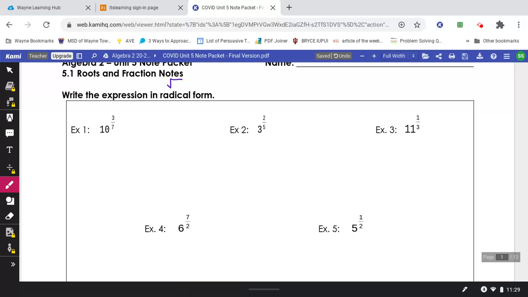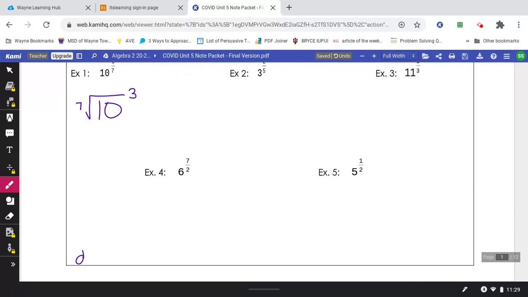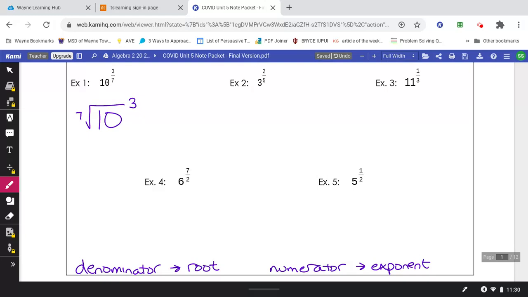So for our first example, we're going to take 10. It's going to go inside a root bar. Then the numerator, the 3, is going to go up at the top here. And the denominator, the 7, is going to become the root. So I'll write a little note about that. The denominator becomes the root. And the numerator becomes the exponent. And feel free to pause this video anytime that you need.